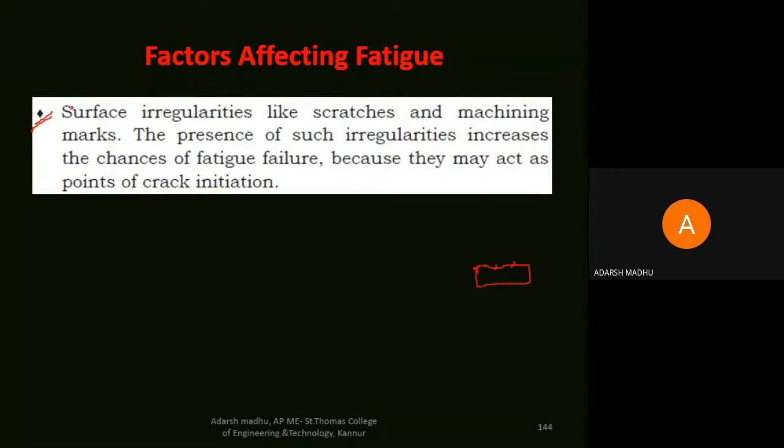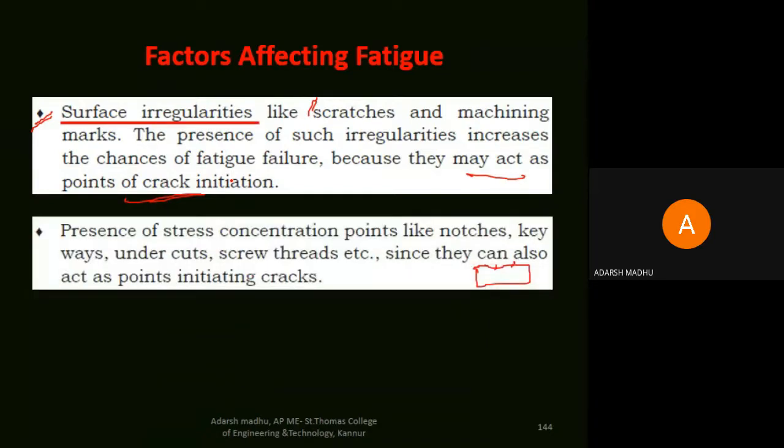So if any metal or material we obtain after machining has a better surface finish, we can say the chance of fatigue or failure will be less in that particular type of material, right? So these surface irregularities or scratches or machining marks will act as points of crack initiation, right?